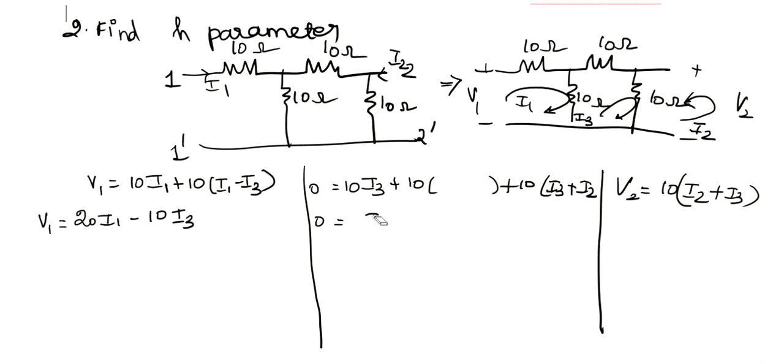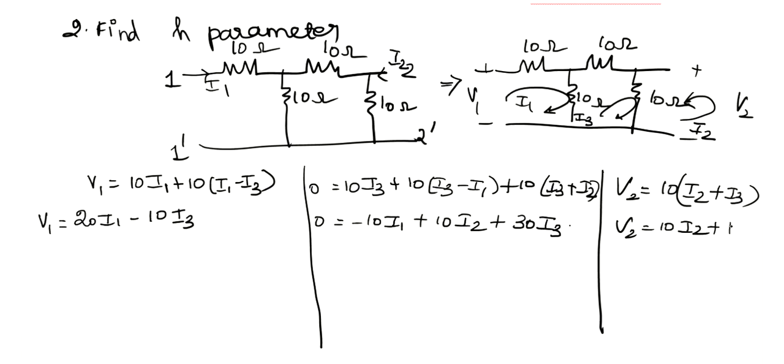This is correct. Clear? Okay. Now, while writing the equation, you may calculate that 10 I3 followed by 10 I3 will both be flowing in the same direction. So I3 minus I1, and it is I3 plus I2. So you are getting the answer as minus 10 I1 plus 10 I2 plus 30 I3. Clear? And the third equation, V2, will be equal to 10 I2 plus 10 I3.